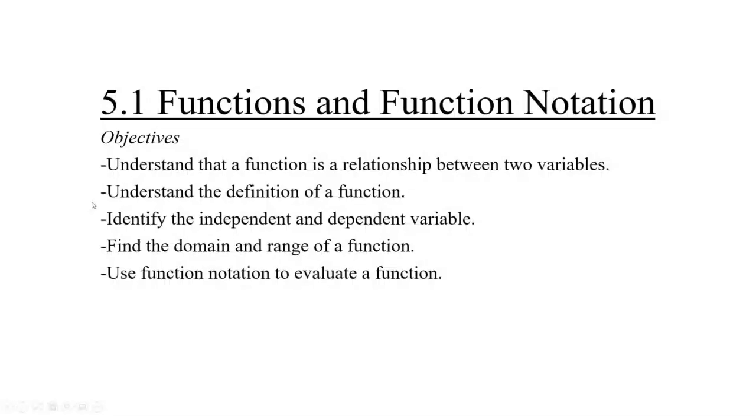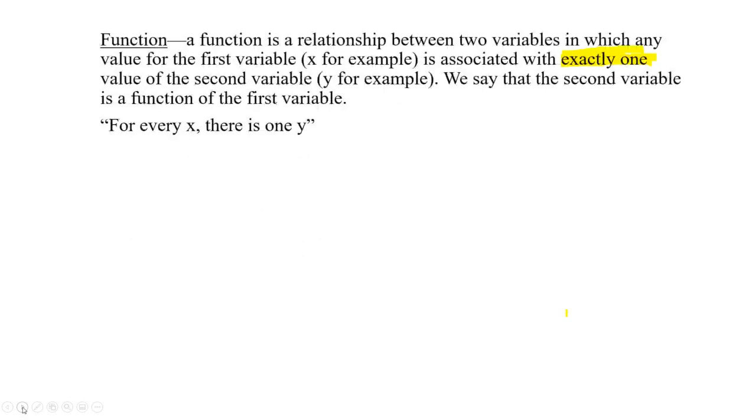So the first thing we are going to talk about is function. So function is a relation between two variables in which any value of the first variable. So the first variable is independent, so you can arbitrarily assign any value. For example, x is associated with exactly one value of the second variable. So for each x value, you should have a unique y value. So one y value. So keep that in mind. We say that the second variable is a function of the first variable.